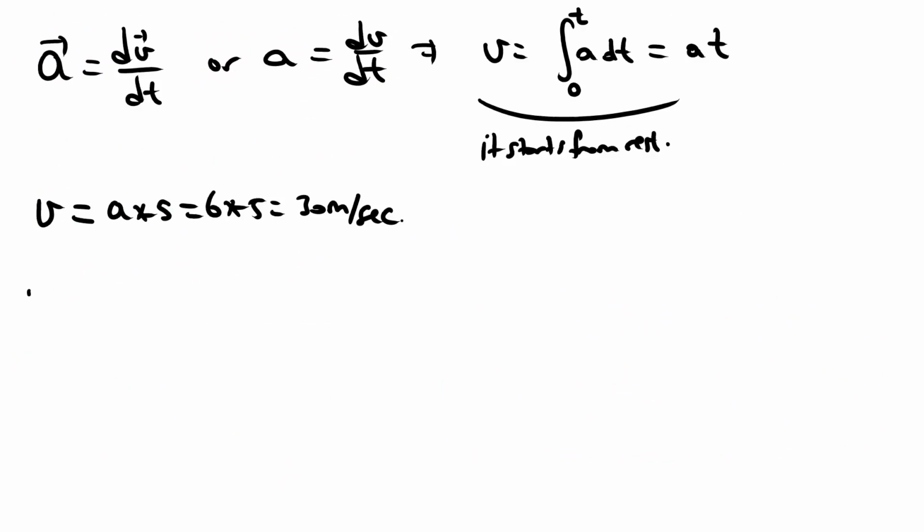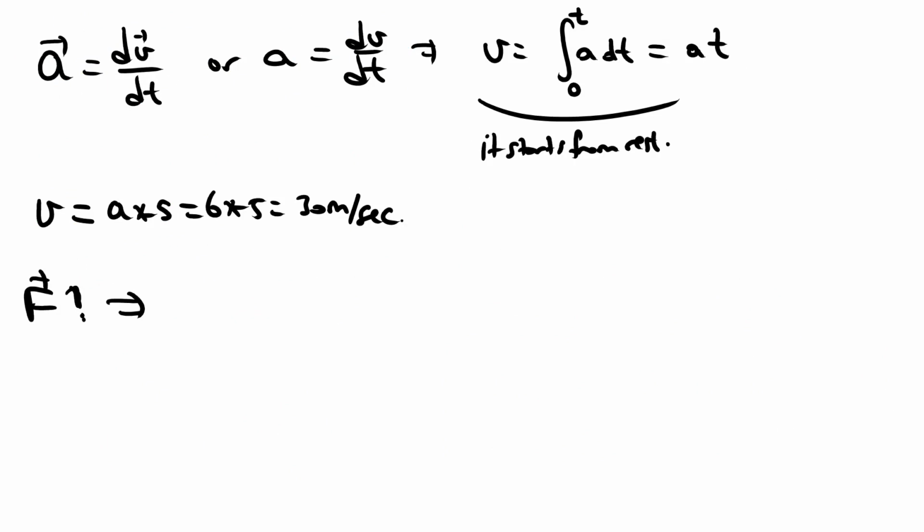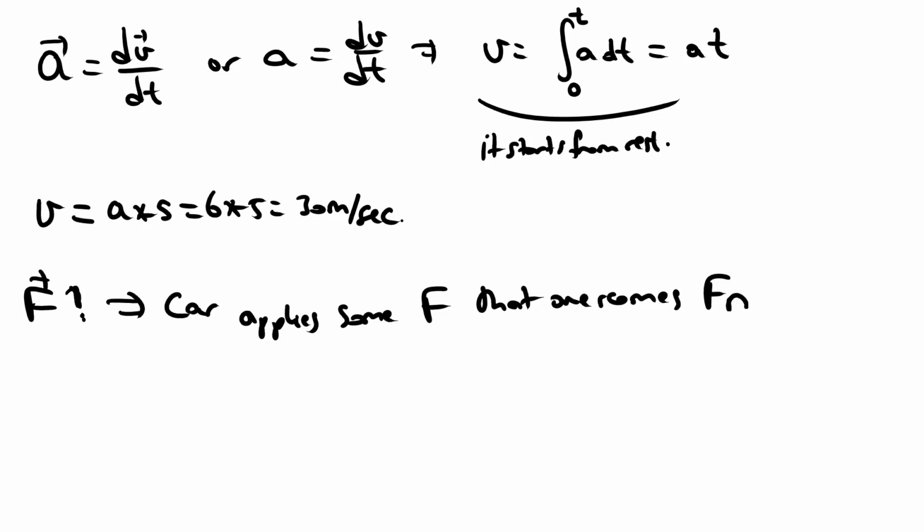So then we need to find the force. Okay, and we have the drag force that is given as 10V. But the question says that we have to find the force by the car, because drag is one of the forces. The car has some force, it overcomes the drag and it gives the car the acceleration. So let's say that the car applies some force that overcomes the drag and also results in acceleration.